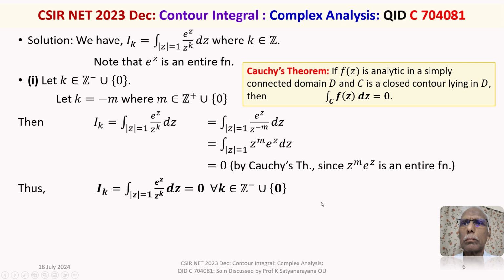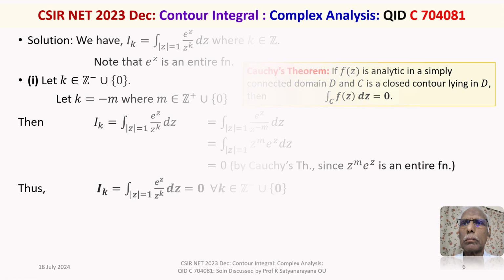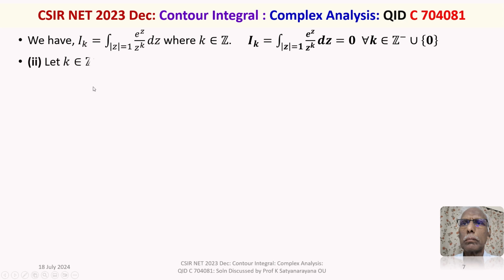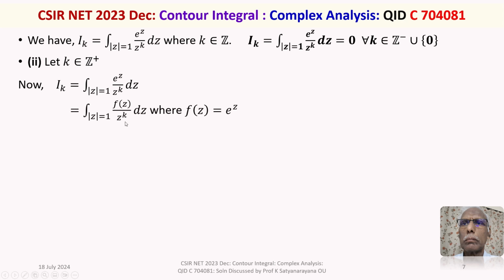We now go to the next slide and discuss the next case. We have done case 1 and we go for case 2. Let k belong to Z plus, the set of positive integers. Now I_k will be the integral taken around |z| = 1 of e^z by z^k dz, and this is equal to the integral taken around |z| = 1 of f(z) by z^k dz, where f(z) is e^z.